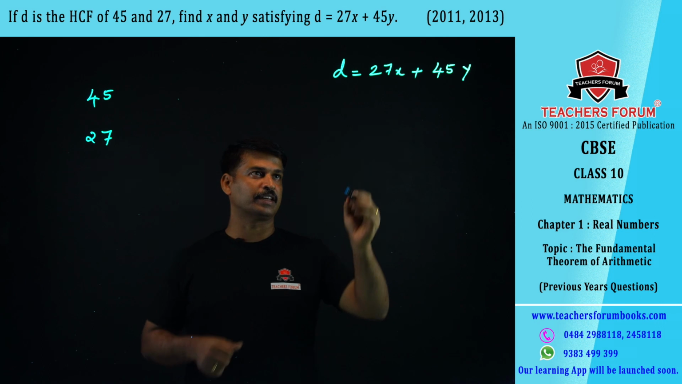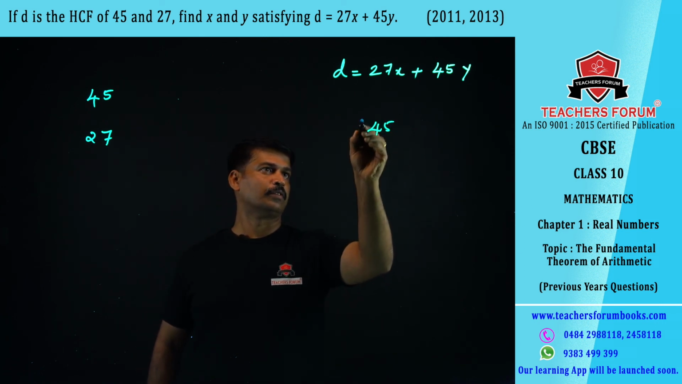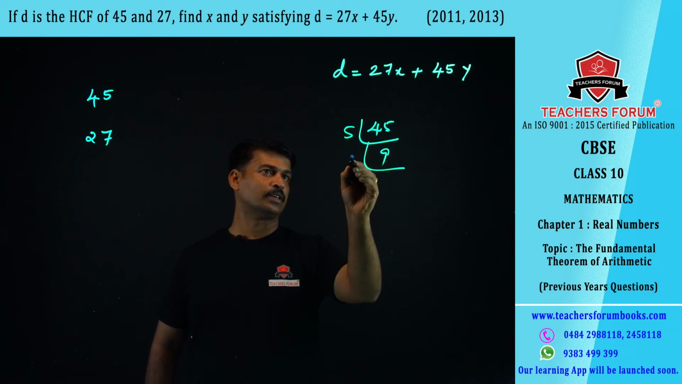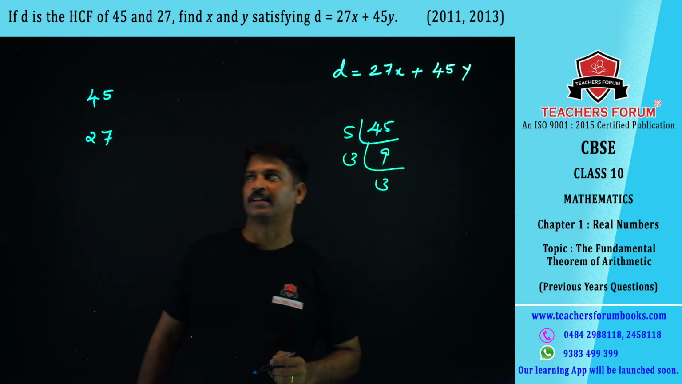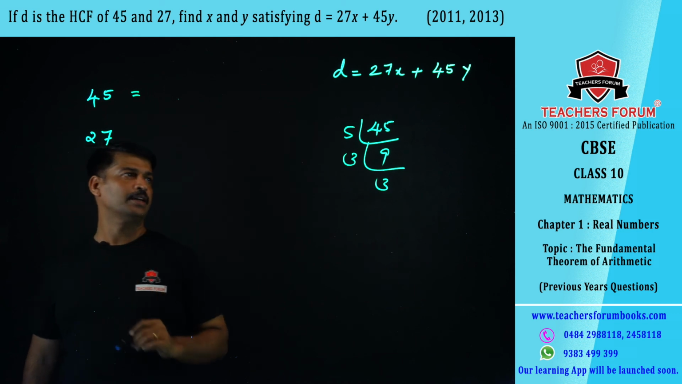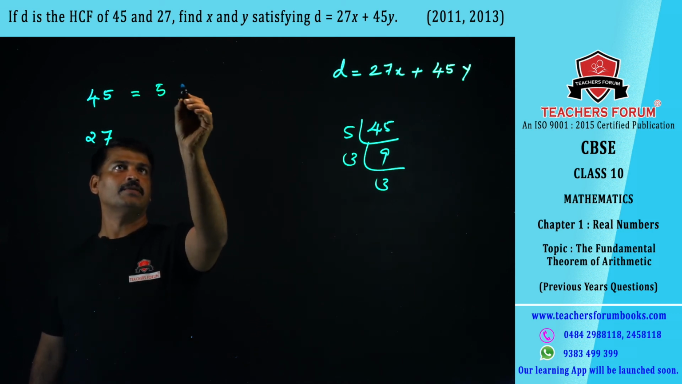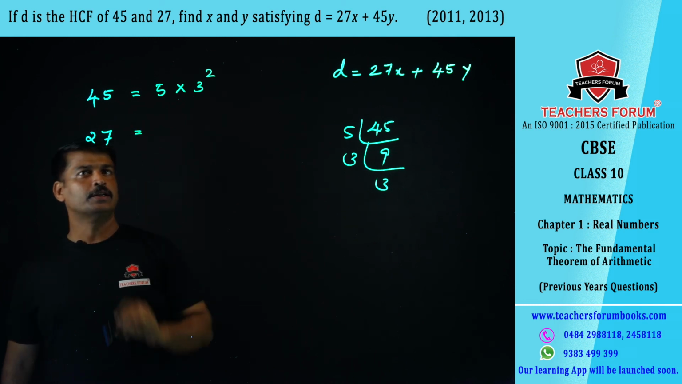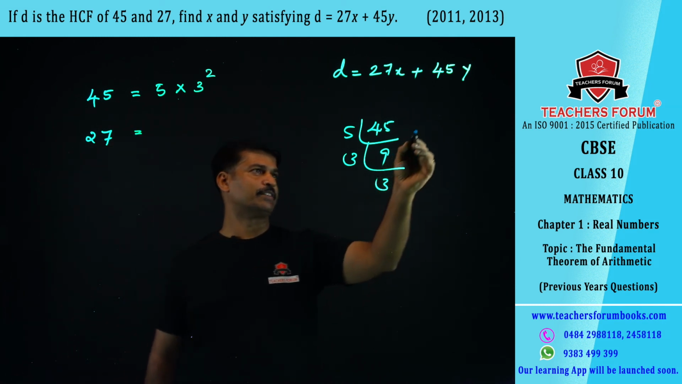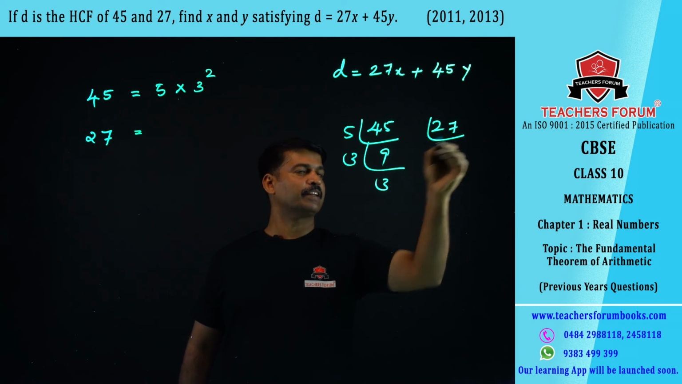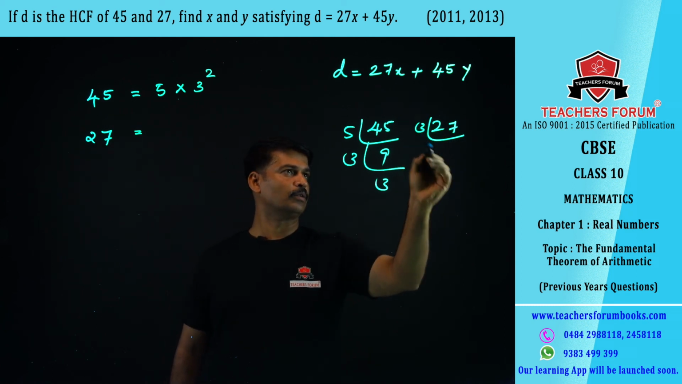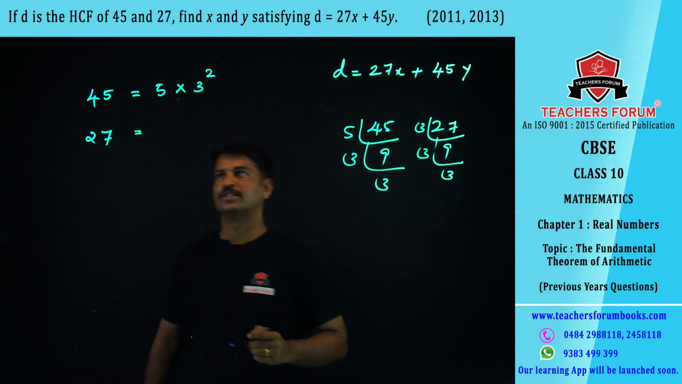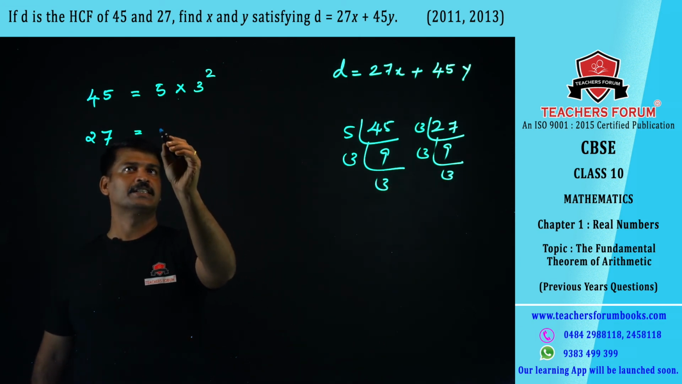Let us prime factorize 45 first. When you divide 45 by 5, you will be getting 9. Divide by 3, 3 3s are 9. So 45 can be written as 5 into 3 square. Now let us prime factorize 27. 27 can be divided by 3, you will be getting 9. Again divide by 3, you will be getting 3. So 27 can be written as 3 cube.